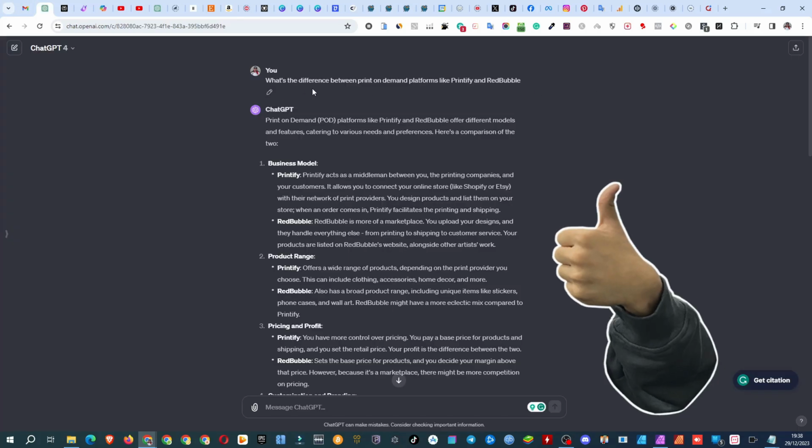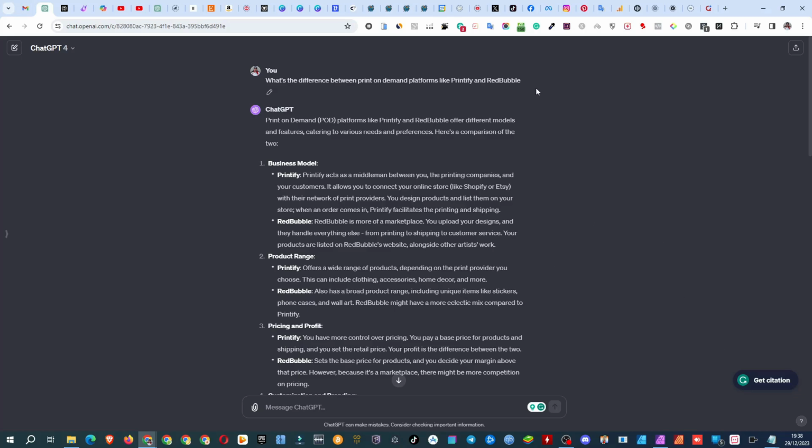It detailed everything, highlighting all the main differences between the two types of print-on-demand platforms. These were the key insights I was hoping to hear from Perplexity. Printify acts as a middleman between you, the printing companies, and your customers, and RedBubble is more of a marketplace. This is what I wanted to write about and explain to people.